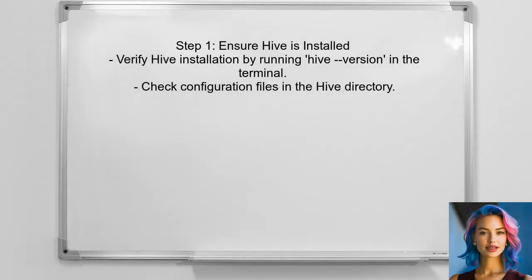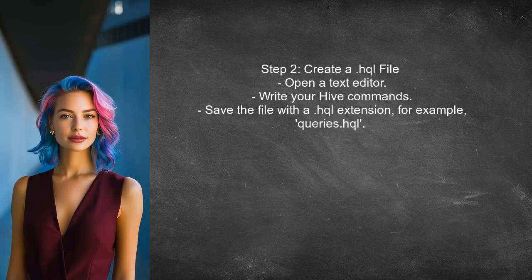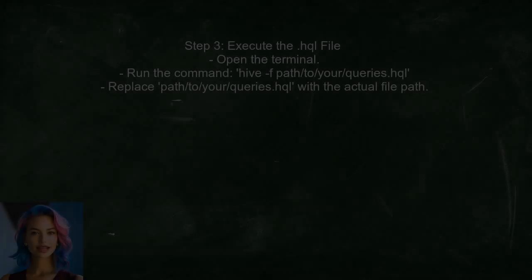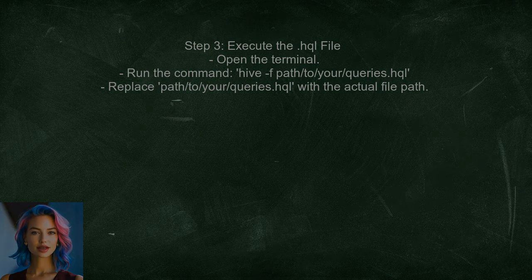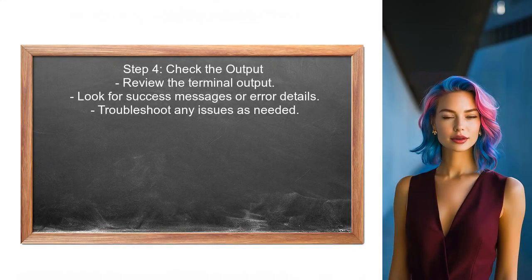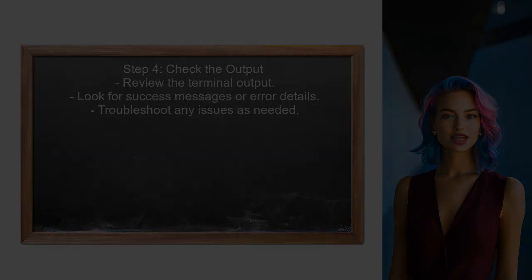To execute Hive commands from a .hql file, the user first needs to ensure that Hive is properly installed and configured on their system. Next, the user should create an HQL file containing the Hive commands they want to execute. This file can be created using any text editor. Now the user can execute the .hql file using the Hive command line interface. This is done by running a specific command in the terminal. Finally, the user should check the output in the terminal to ensure that the commands executed successfully. Any errors will also be displayed here.